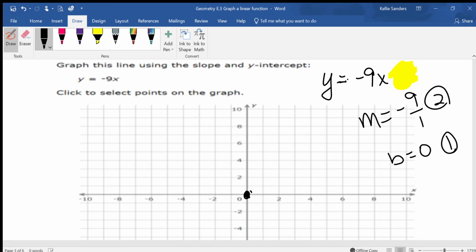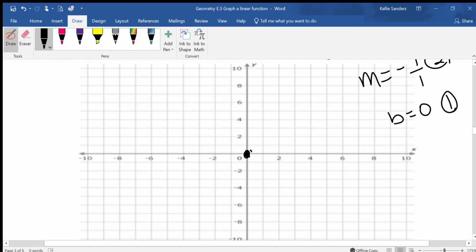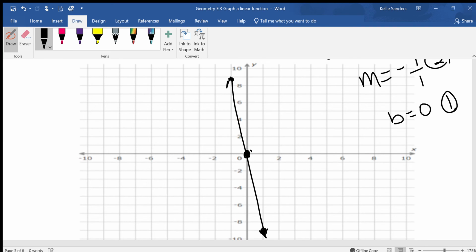So up 0 or 0. Now I did say go down 9 and over 1. That's fine. We can do that. I'm just going to have to move this a little bit. There we go. So down 9 and over 1 would be right there. Or I could have went up 9 and to the left 1, if I didn't want to move that graph like I just did.